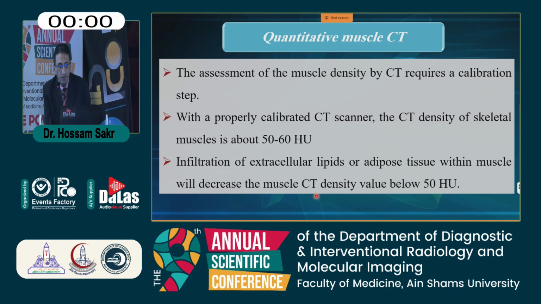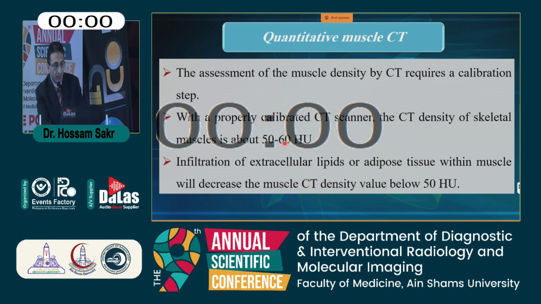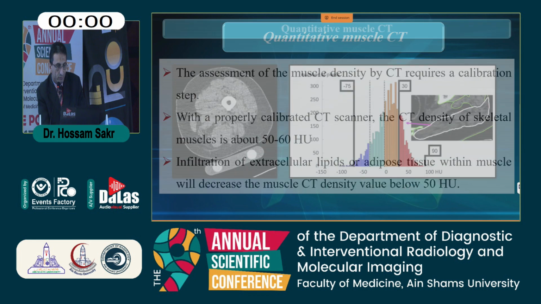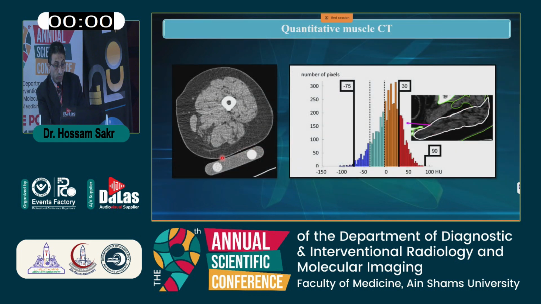Quantitative muscle assessment by CT: to assess the muscle density by CT requires a calibration step with a properly calibrated CT scanner. The CT density of skeletal muscle is between 50 and 60 Hounsfield units. Infiltration of extracellular lipids or adipose tissue within the muscle will decrease the CT density below 50. This is the phantom used to calibrate the CT scanners, and this is the histogram of CT density of an individual muscle.